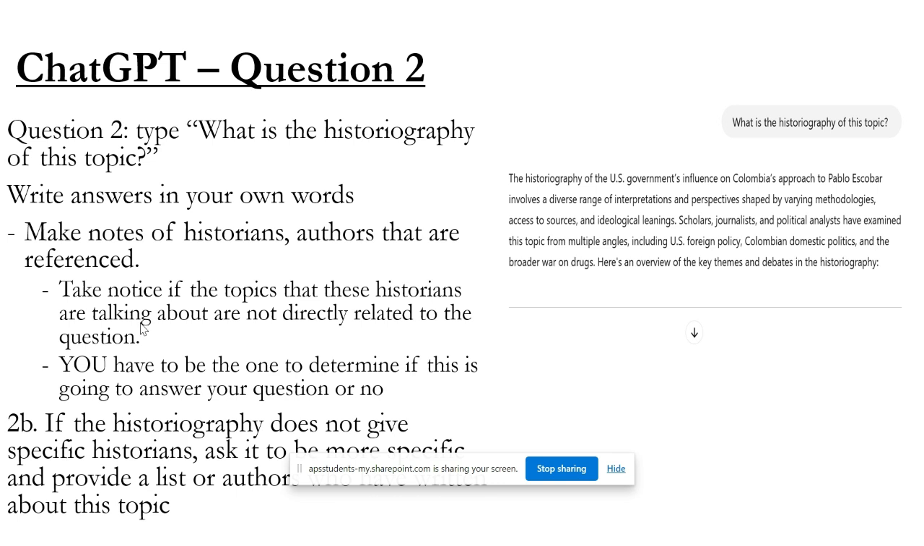And you'll want to make a note that sometimes ChatGPT is going to give you historians that are not directly related to your question. You're going to have to be the one to determine if you want to go down that rabbit trail or not. This is part of the critical thinking process that you're trying to use. Now, if the historiography is not specific, if it's overall vague, you're going to need to ask a follow-up question to ask for a specific list of authors who have written about this topic.